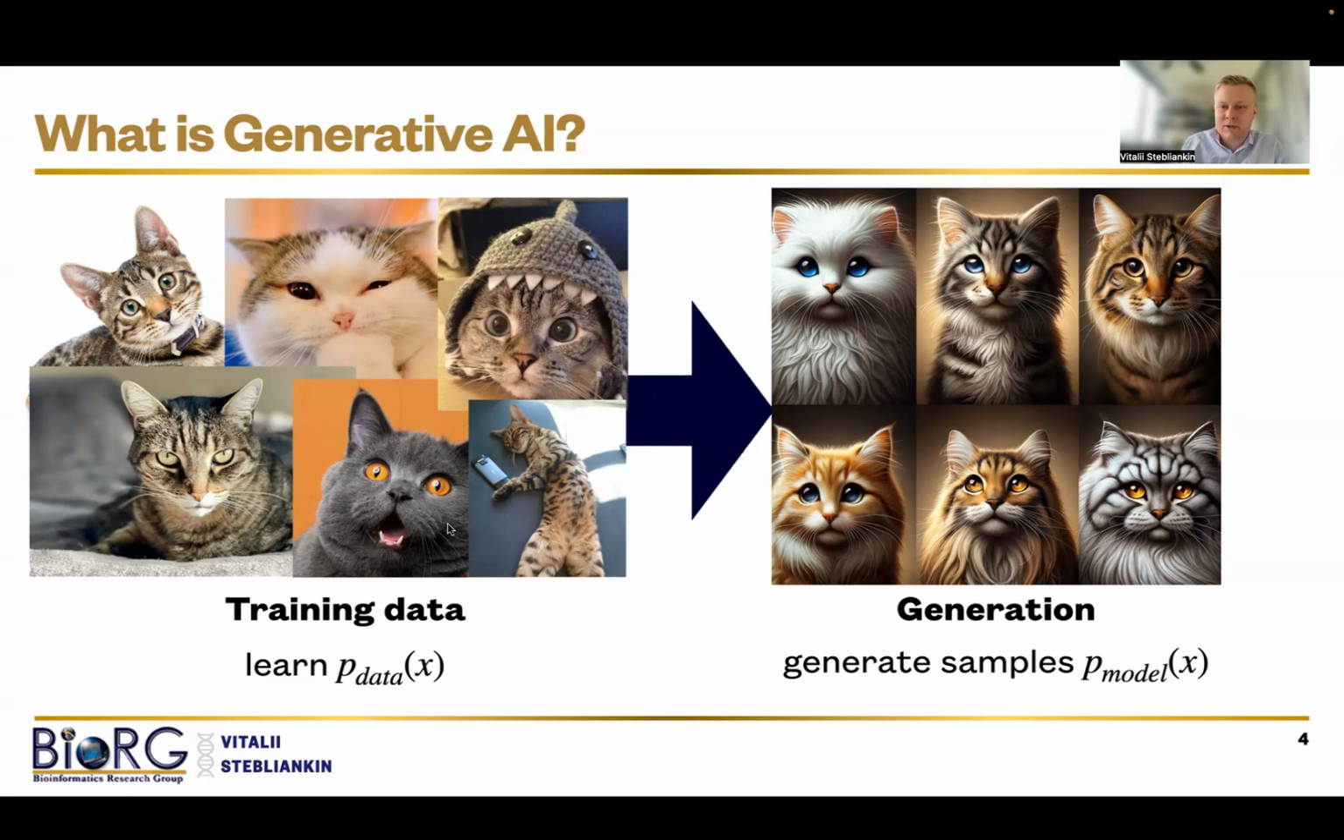On the picture, you see real generated images of cats that were generated using DALL-E 3. So once we know this distribution P, the model is able to generate new examples of cats that we haven't seen before and which are close to our learned distribution P.